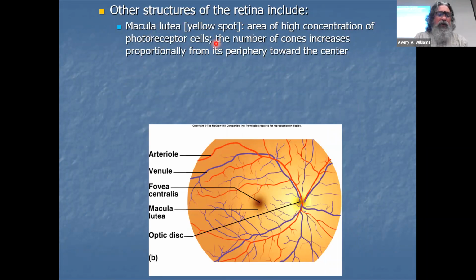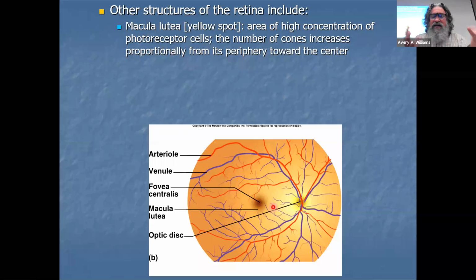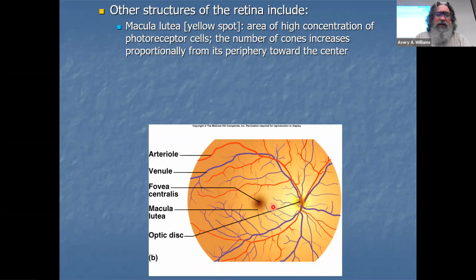It's called the macula lutea, which literally means the yellow spot. I guess I've never seen it look yellow if you're looking inside somebody's eye. Maybe, I don't know, at some point it looked yellow histologically or something. I'm not sure why they call it the yellow spot.